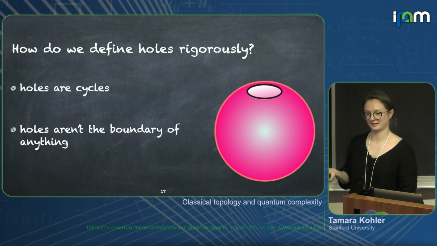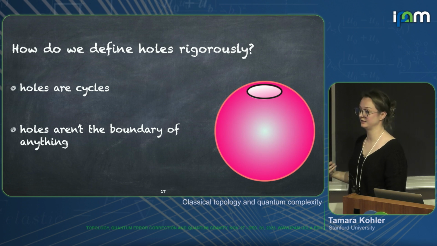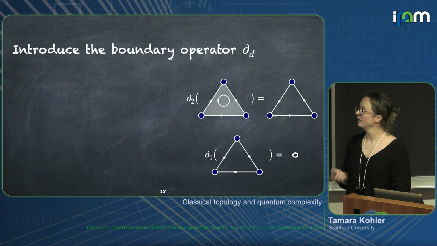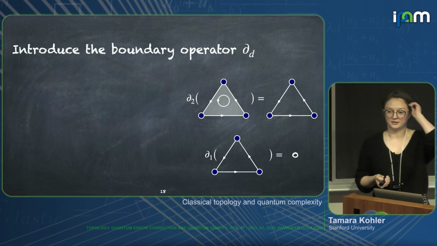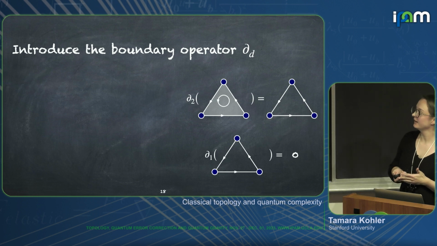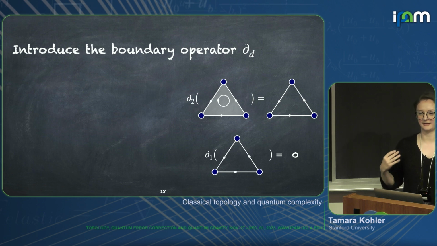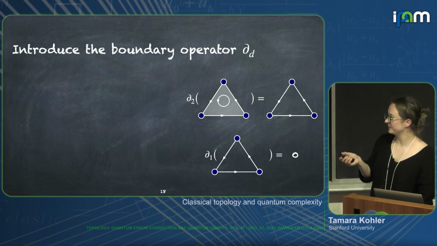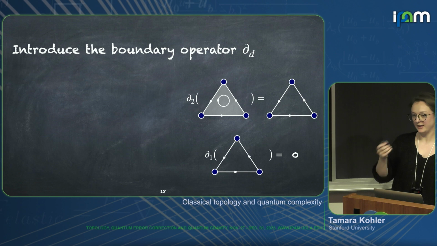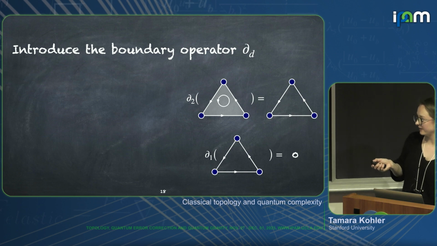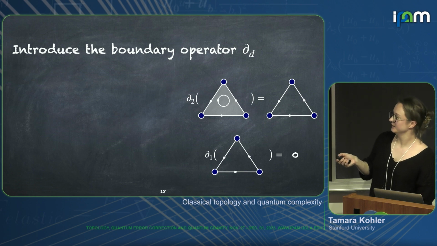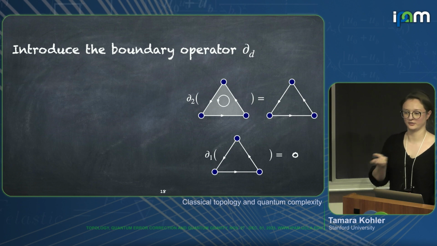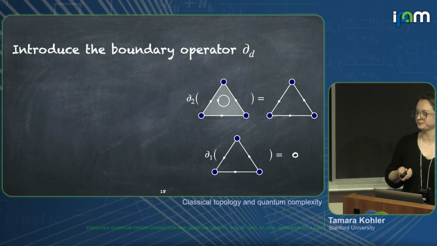So how are we going to use these insights to actually rigorously define what we mean by a hole? We're going to do that using what's known as the boundary operator. And the boundary operator just does what it says on the tin. Given some simplex, if you act on it with a boundary operator, you get out the boundary of that simplex. So we have here a 2-simplex, or a triangle, and when you act on it with a boundary operator, you get out the boundary of that triangle, so the 3 edges that bound that triangle.